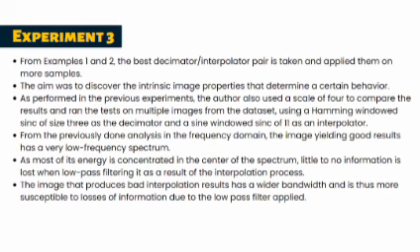Coming to experiment 3, from experiments 1 and 2, the best decimator and interpolator pair is taken and applied to more examples. The aim was to discover the intrinsic image properties that determine a certain behavior. As in the previous experiments, the author also used a scale of 4 to compare the results and ran the test on multiple images from the dataset, using a Hamming windowed sinc of size 3 as the decimator and a sine windowed sinc of 11 as an interpolator.